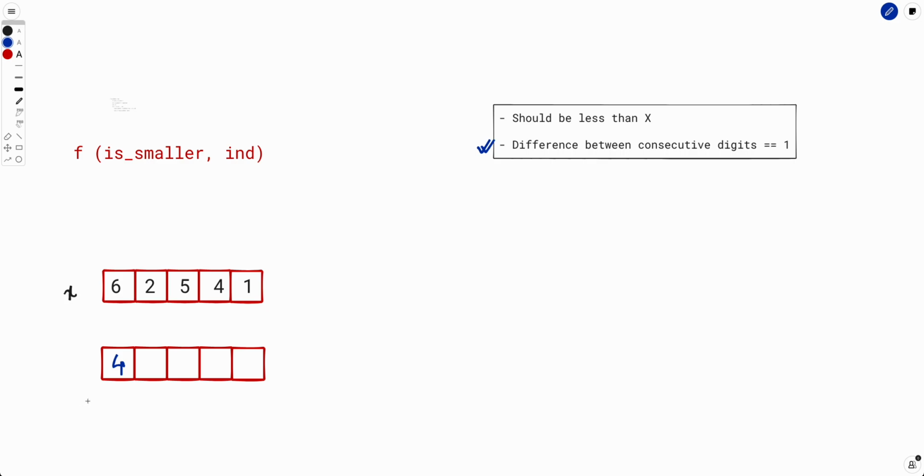So let's say you filled the first digit with 4. Now if you fill the first digit with 4, what are the choices for the second one? Again, is smaller will be true because there is a non-matching digit.